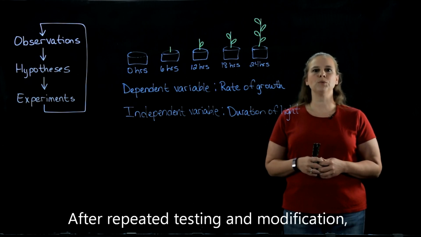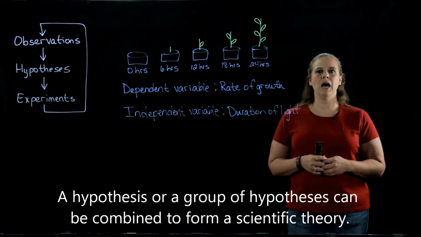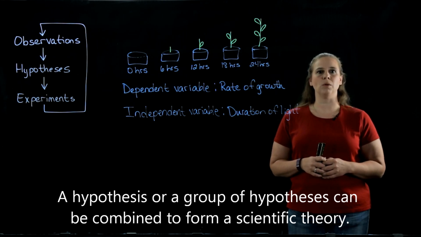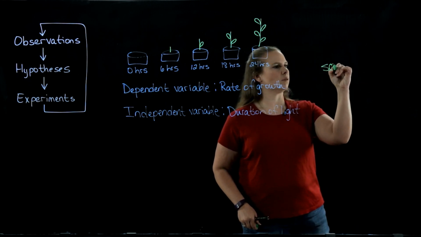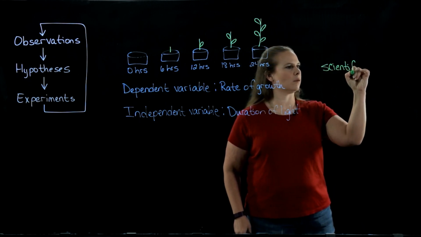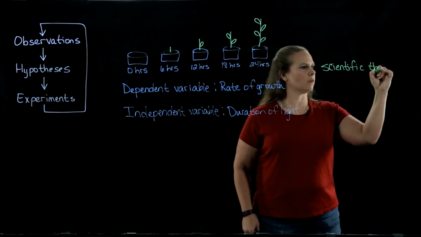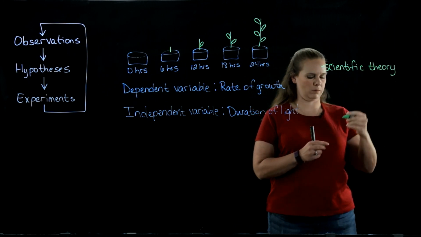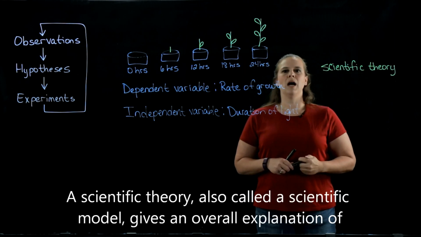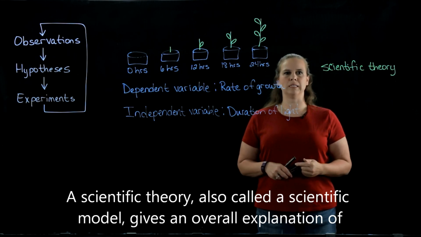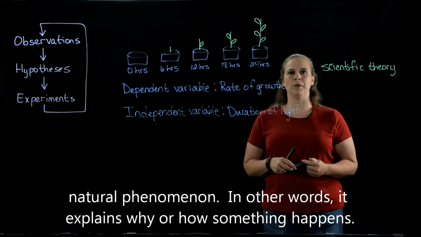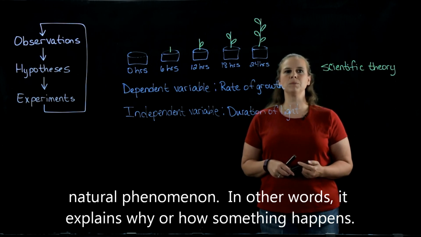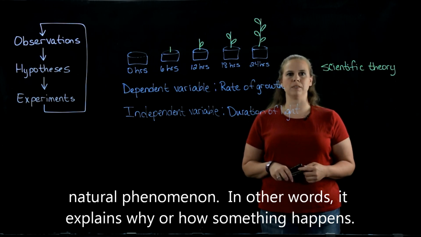After repeated testing and modification, a hypothesis or a group of hypotheses can be combined to form a scientific theory. A scientific theory, also called a scientific model, gives an overall explanation of natural phenomenon. In other words, it explains why or how something happens.